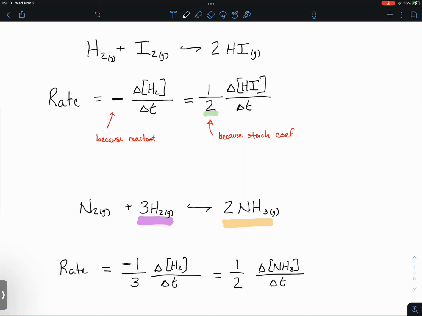Okay, so we take our balanced chemical equation and turn it into these rate expressions. Again, we're going to remember that reactants need that negative sign, and you have to divide by the stoichiometric coefficient, right? Because this rate value needs to be the same regardless of what we measure in our chemical equation.